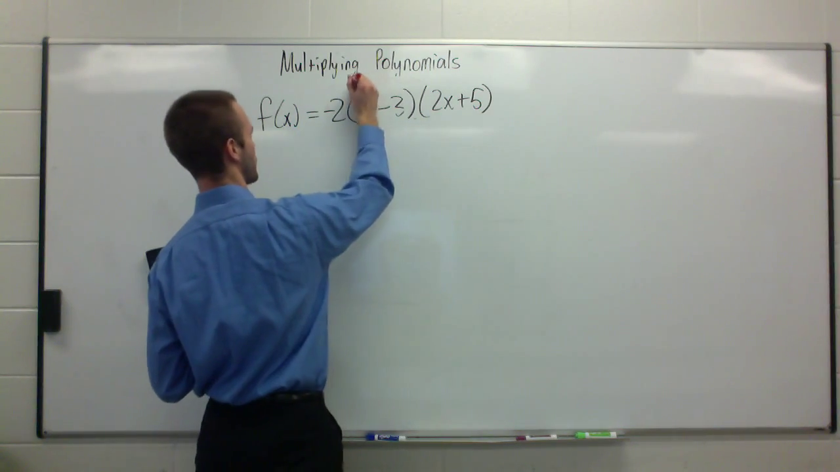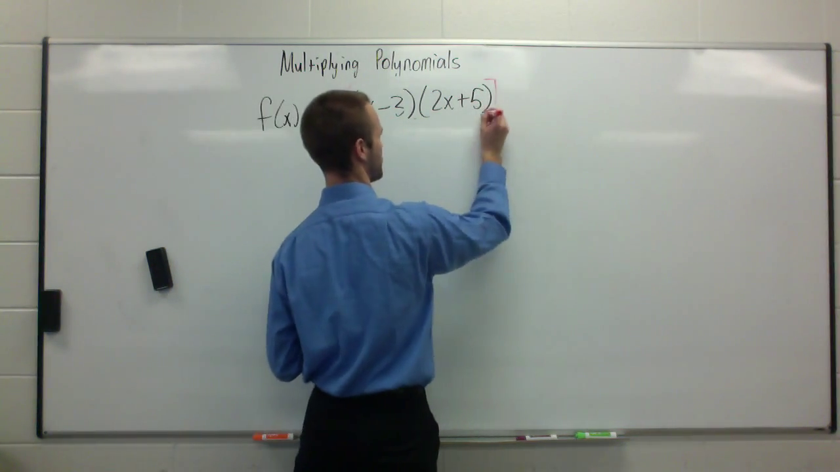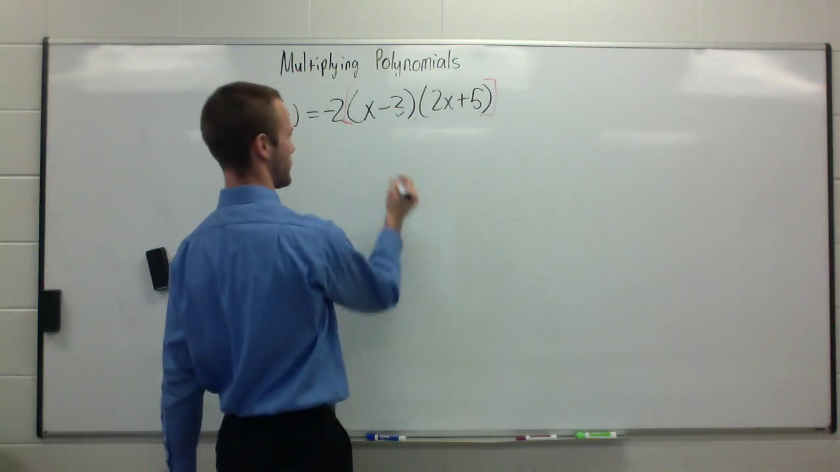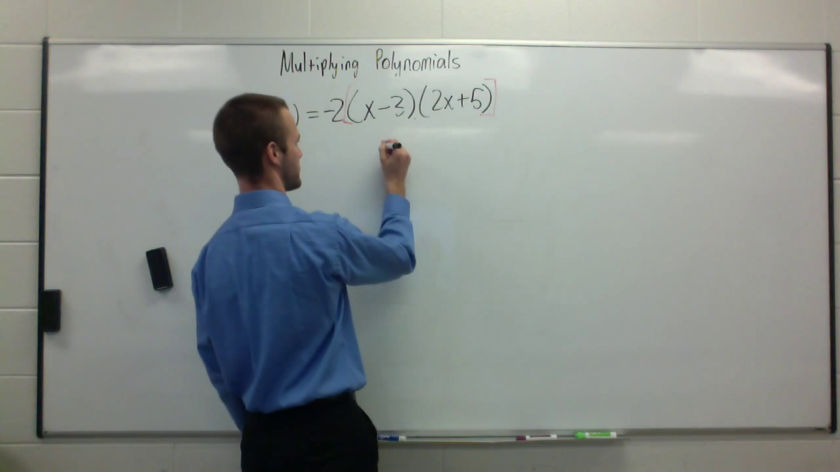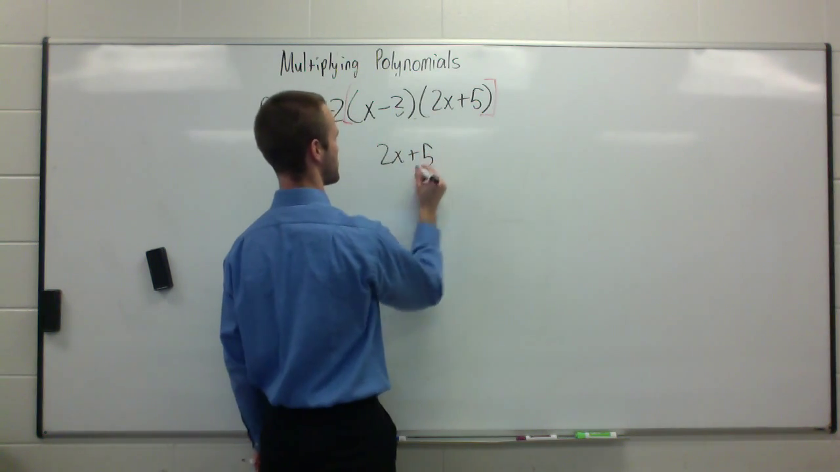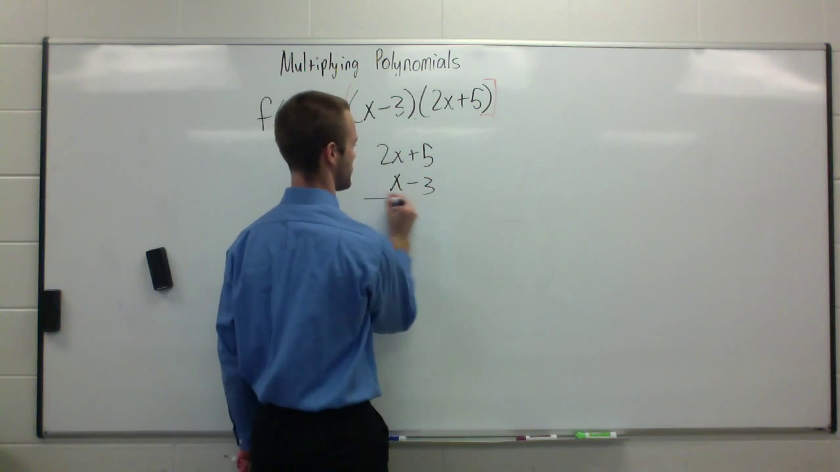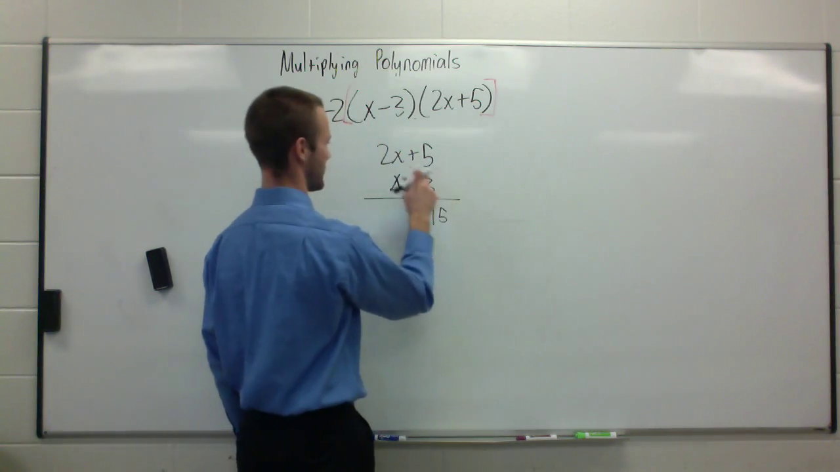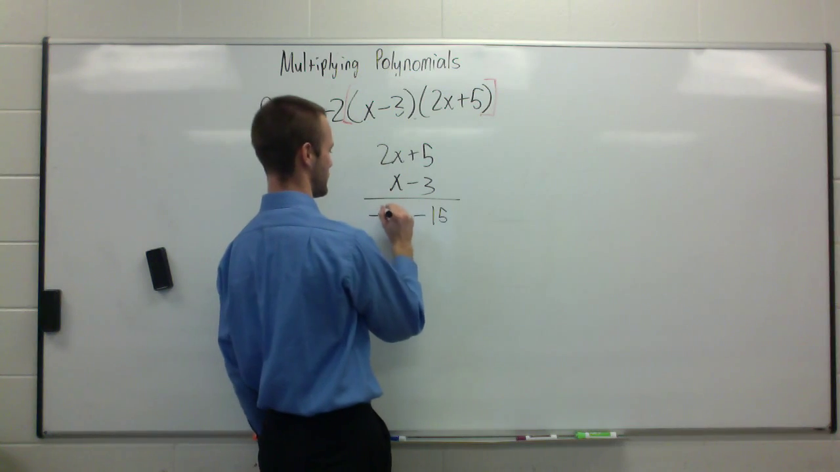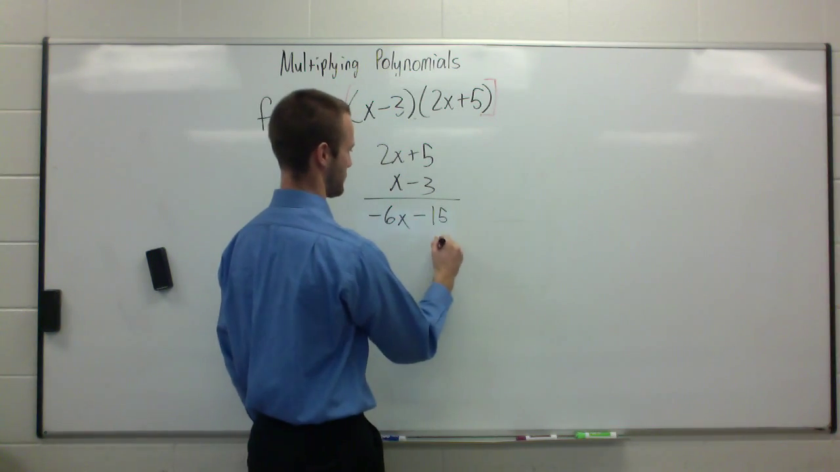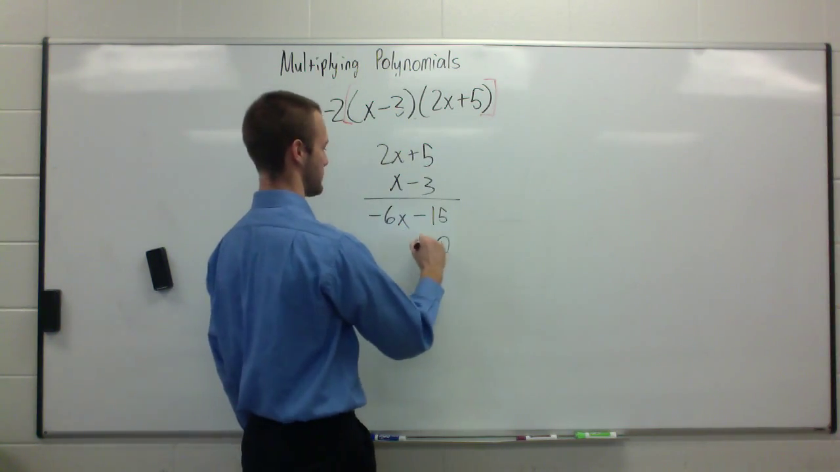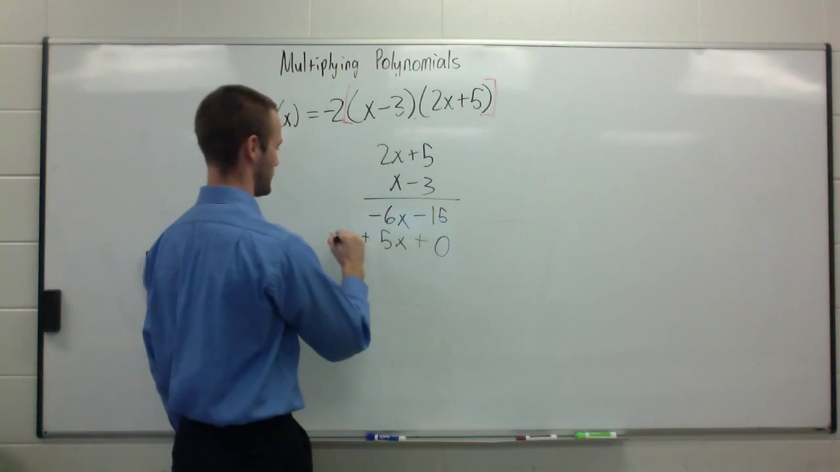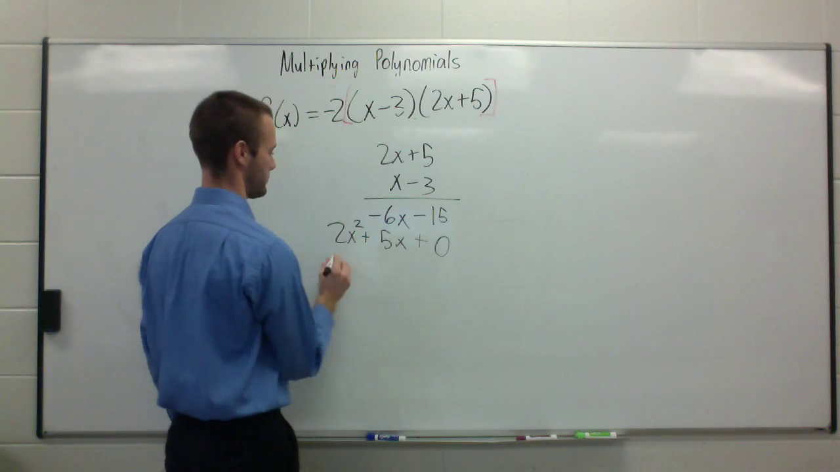So I'm first going to worry about my two binomials. All right? So I'm going to multiply those two. You can use FOIL. I'm going to do it vertically. I just like that way better. 2x plus 5 times x minus 3. Negative 3 times 5 is negative 15. Negative 3 times 2x is negative 6x. x times 5 is 5x. And x times 2x is 2x squared.